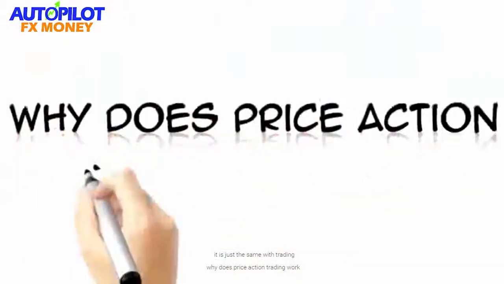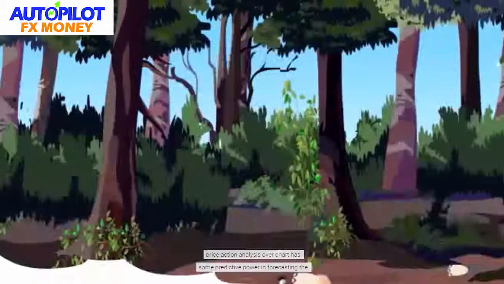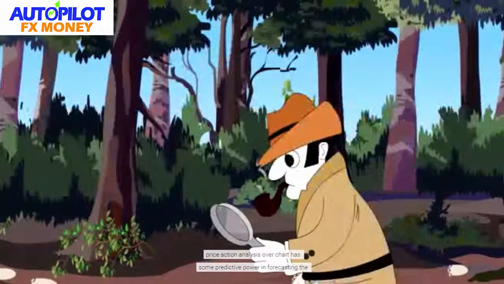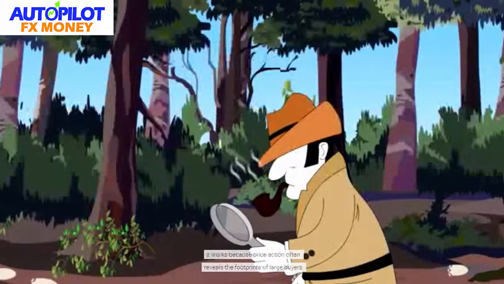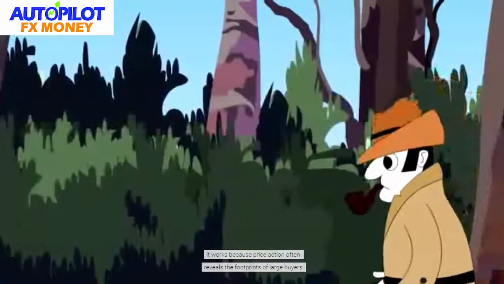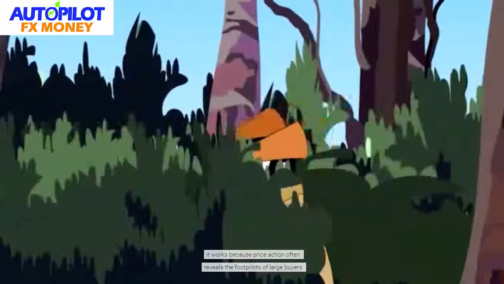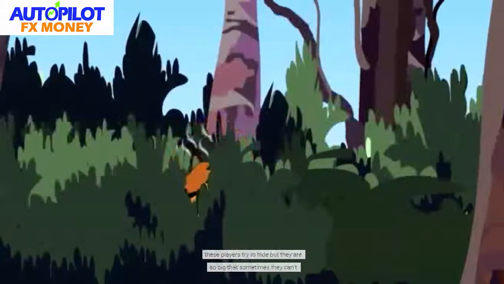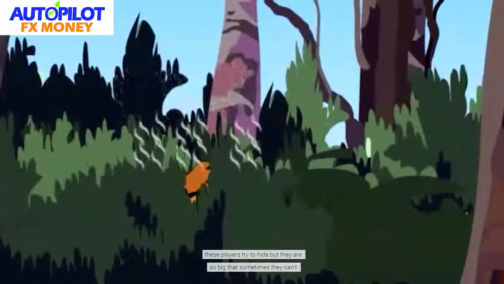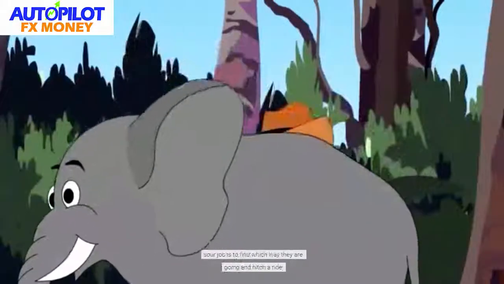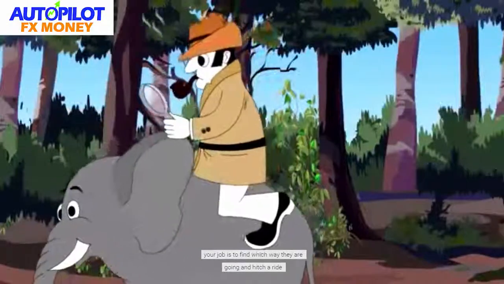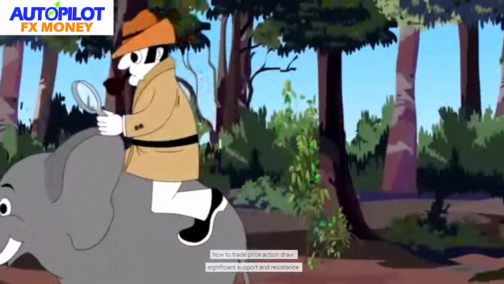Why does price action trading work? Price action analysis of a chart has some predictive power in forecasting the future movement in price of a currency pair. It works because price action often reveals the footprints of large buyers and sellers in the market. These players try to hide, but they are so big that sometimes they can't. Your job is to find which way they are going and hitch a ride.